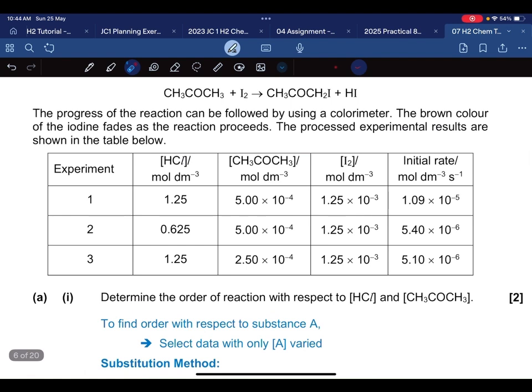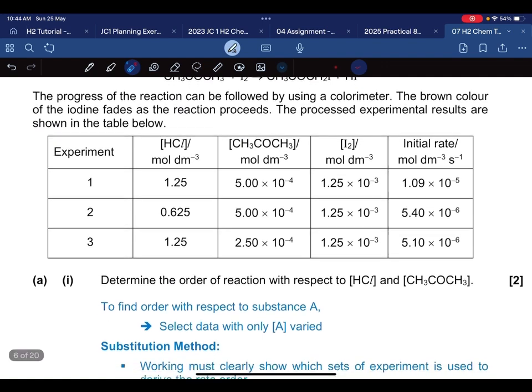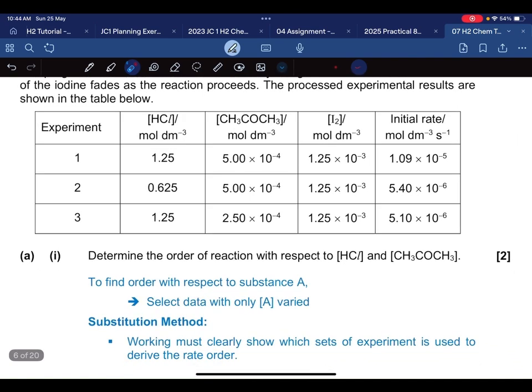There are 2 ways we can use to show our working and derive the order. You can either use the substitution method or the inspection method. Now, substitution method is basically the mathematical presentation. Do take note, regardless of the method that you are using, the working must clearly show which set of experiments are being used to derive the rate order.